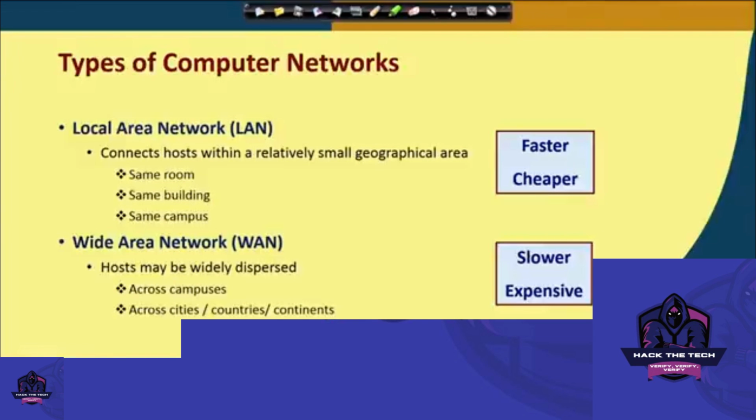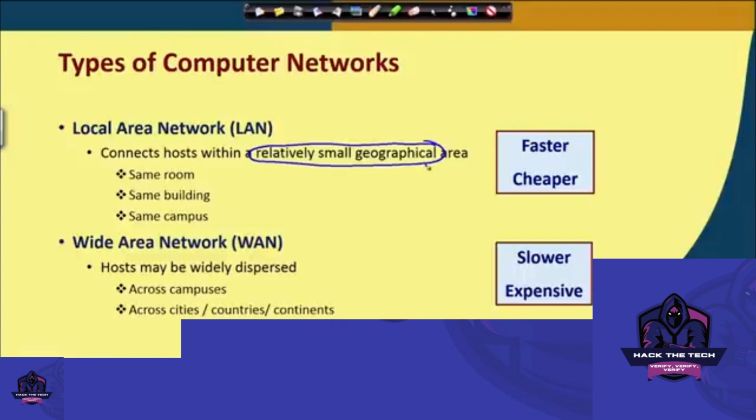Talking about the different types of computer networks, very broadly speaking, we can classify them as local area networks, or LAN, and wide area networks, or WAN. Of course, there are some intermediate nomenclatures, like metropolitan area network, which is somewhere in between, but we are not going into that detail. Local area networks, as the name implies, are used to connect hosts separated by a relatively small geographical area.